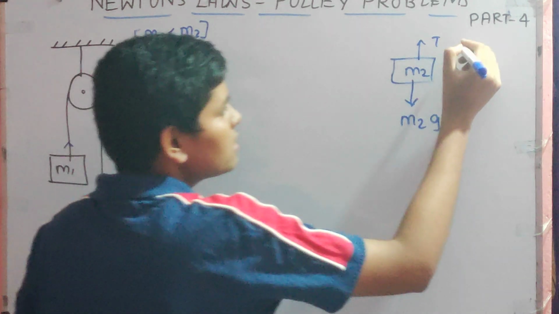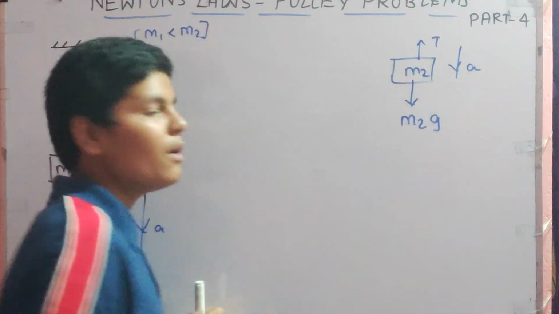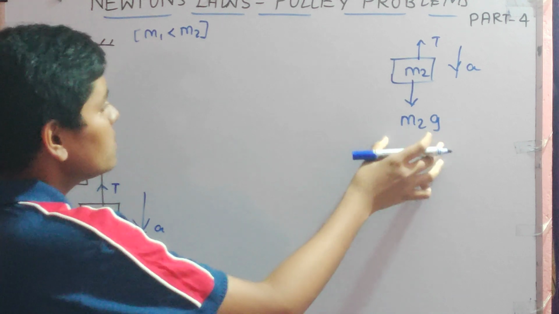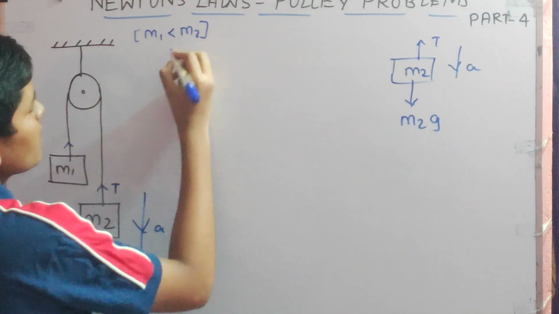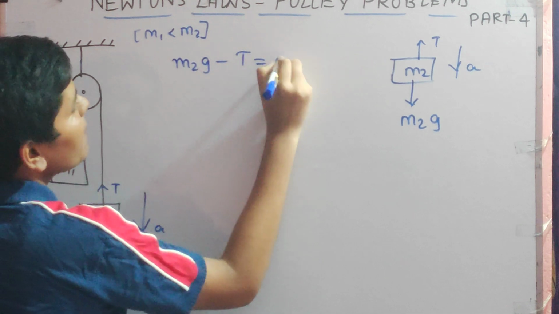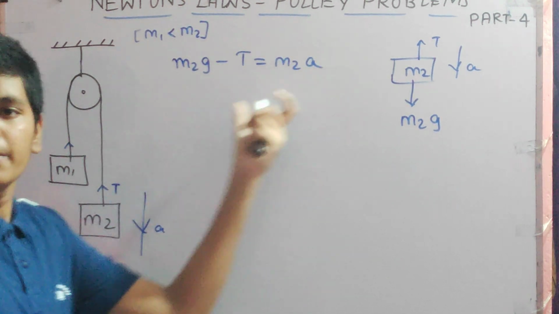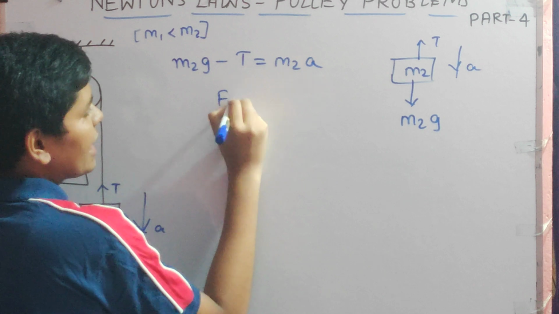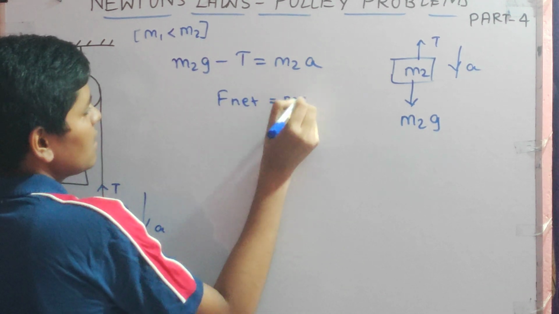So this is the acceleration. Now we have to make the equation. So for this, what will be the equation? M2G minus T is equal to M2 into A. How do we derive this? We derived it by using the second law. F net is equal to MA.